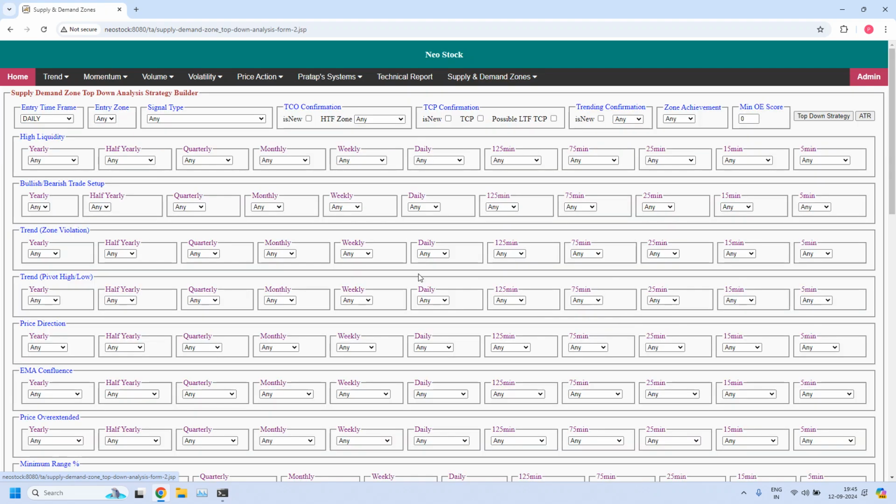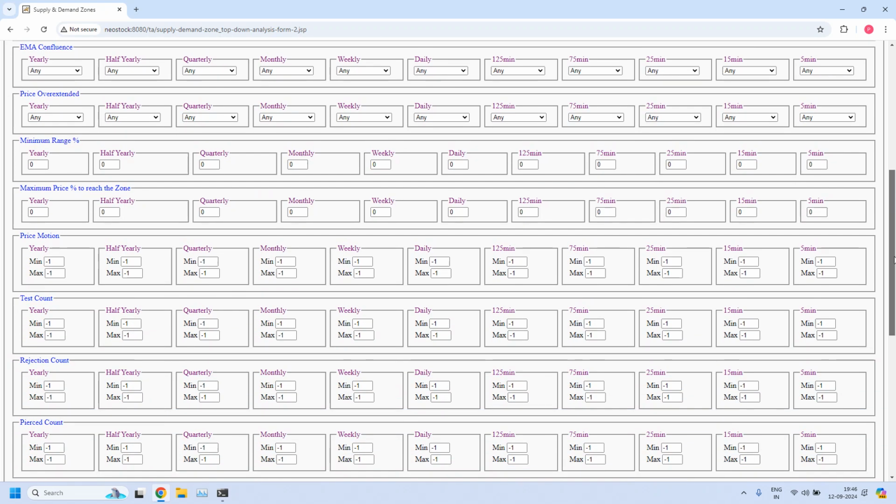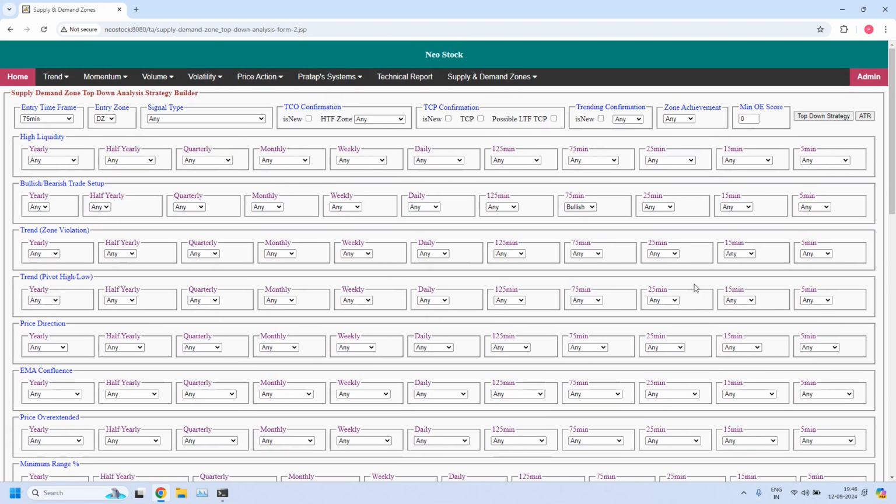So next let us look for bullish trade setup, weekly income trade. In weekly income trade, entry time frame is 75 minutes. So the entry zone is a demand zone. In bullish or bearish trade setup at 75 minutes time frame, I am selecting bullish. The 75 minutes demand zone should not be pierced. So in the pierced count in 75 minutes time frame, minimum value I am setting 0, maximum value 0.